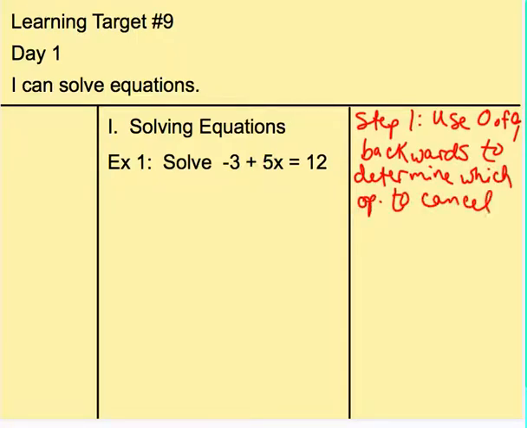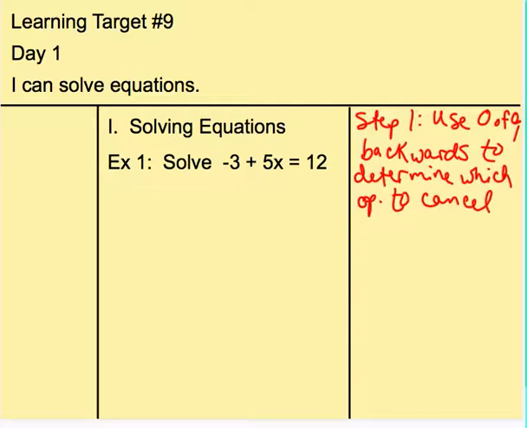So remember, our goal in solving an equation is to isolate the variable. So I want to get x equals something. Once I have that, I have my equation solved. In order to do that, I need to cancel the operations that are with the x. So thinking about if I knew what x was and I substituted the value in, order of operations would tell me to multiply before I add. But when we solve an equation, we cancel order of operations backwards. So I'm going to cancel my addition before I cancel my multiplication.